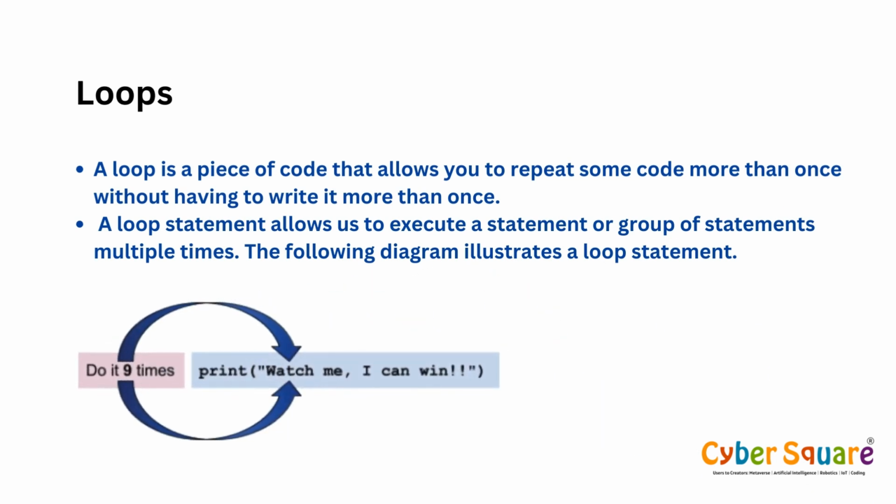A loop is a piece of code that allows you to repeat some code more than once without having to write it more than once. A loop statement allows us to execute a statement or group of statements multiple times. The following diagram illustrates a loop statement. These looping constructs include while loop and for loop.